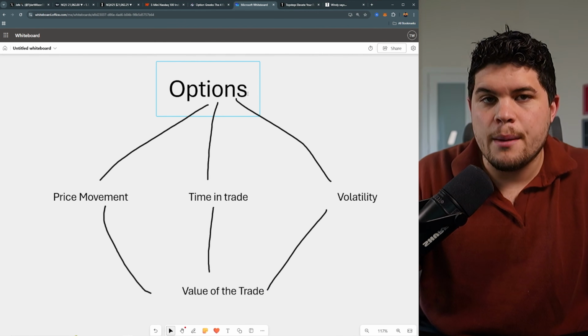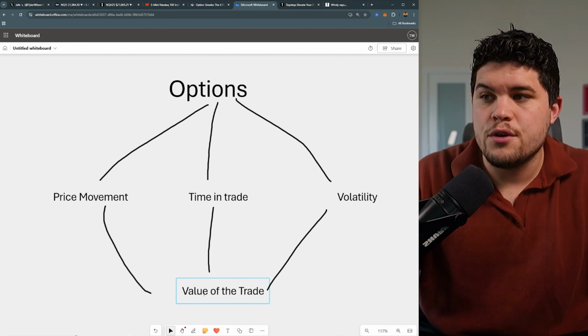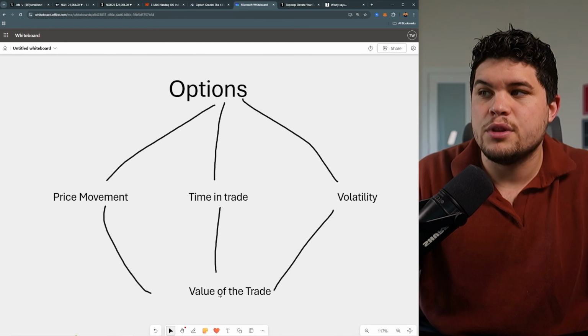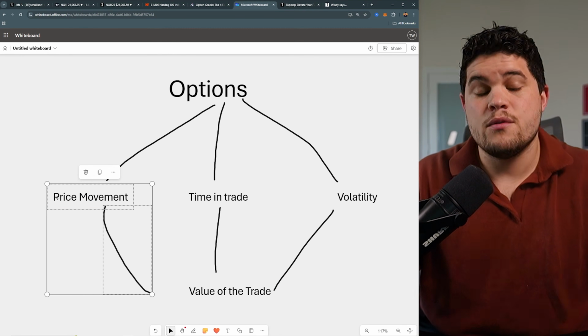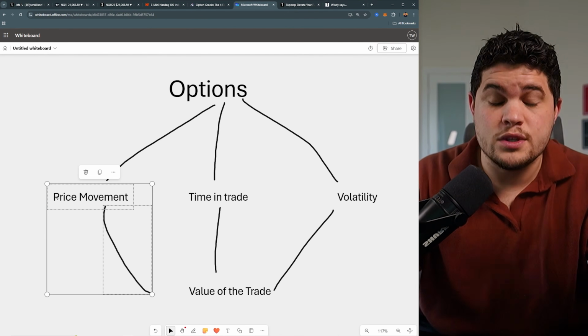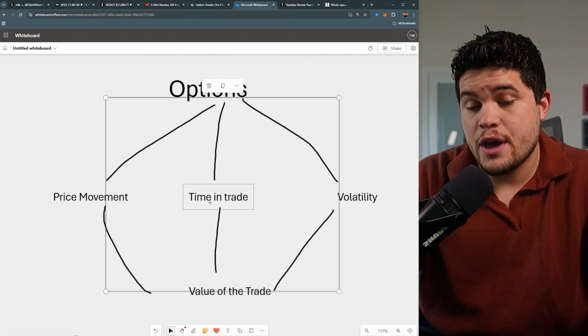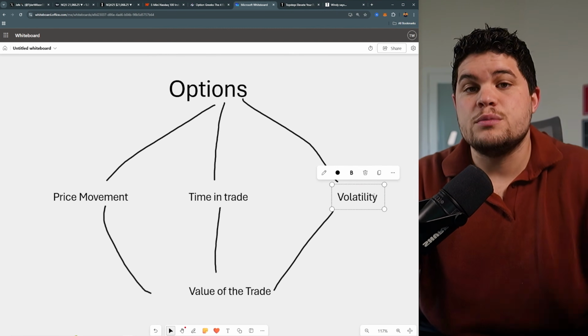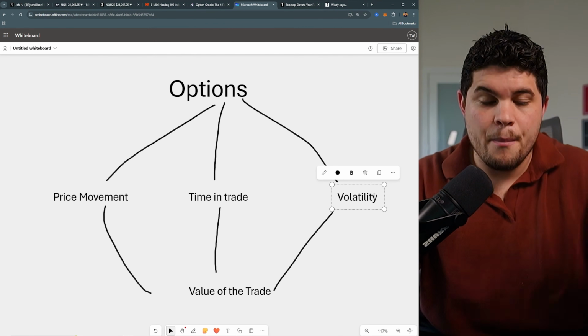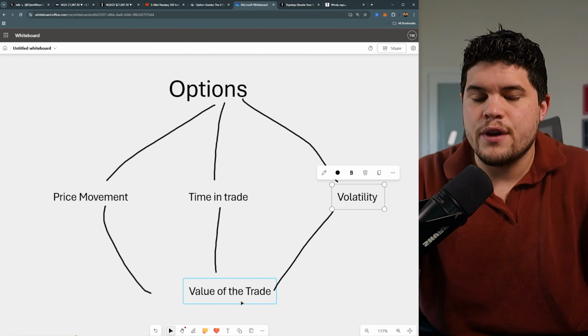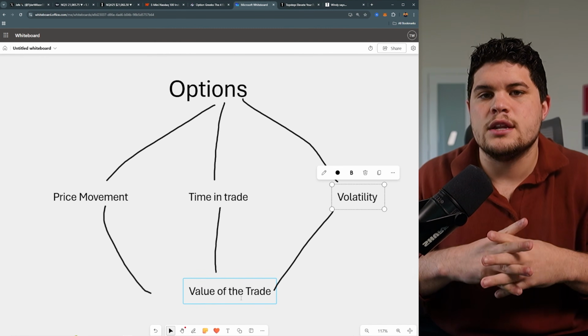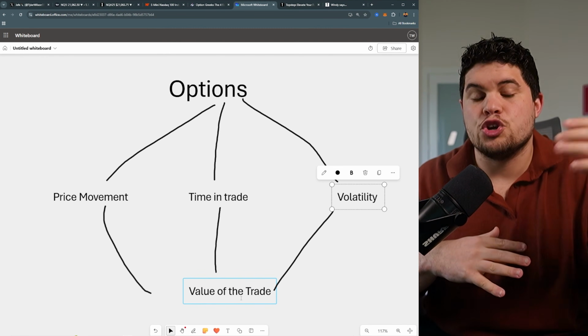So let's say you buy your option. In order for you to sell it for a specific value, this is what's really kind of taking place there, right? You have your price movement going from $150 a share to $160. You have your time in the trade. How long did it take for that to happen with that option? And then the volatility, the speed in which it's happening, the movement up or down, right? And that's how you get to your value. So there's a lot of things going into this that dictate how much you're going to make and how much you can make.